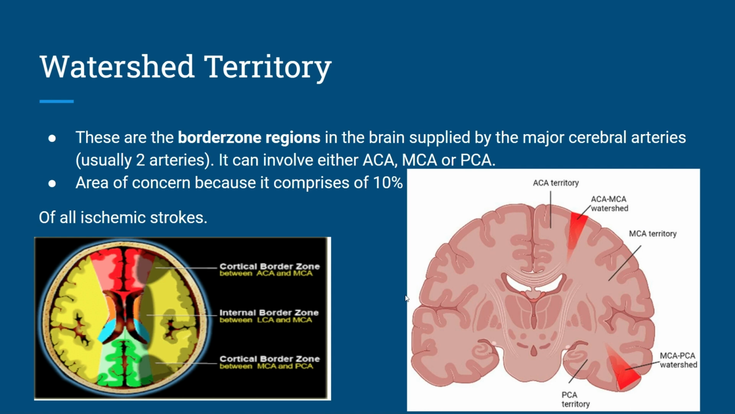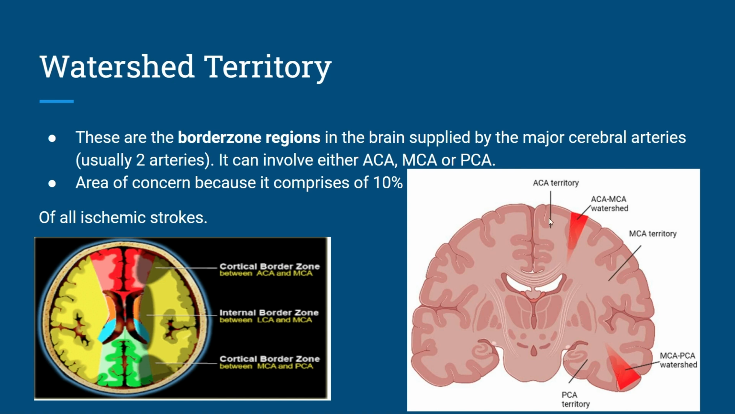So what is a watershed territory? These are the border zone regions in the brain which are supplied by the major cerebral arteries, usually two arteries, and it can involve either the anterior cerebral arteries, middle cerebral arteries, or the posterior cerebral arteries. So let's look at a section of the brain right here. You see the cerebrum right here. This is basically the medial part of it. This is the lateral part, superior and everything.